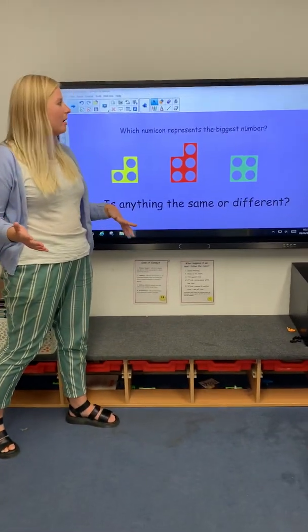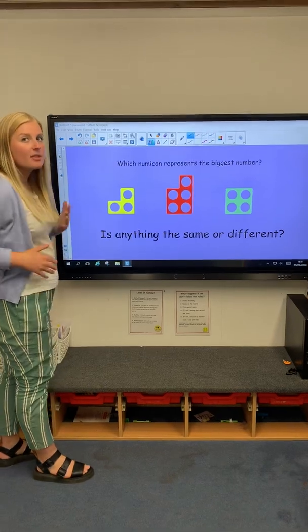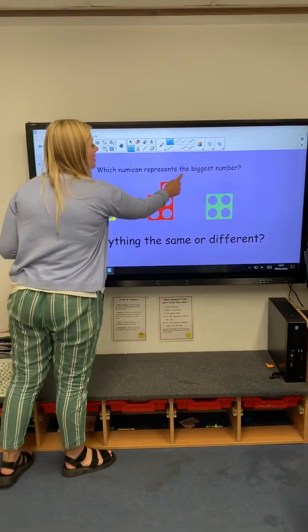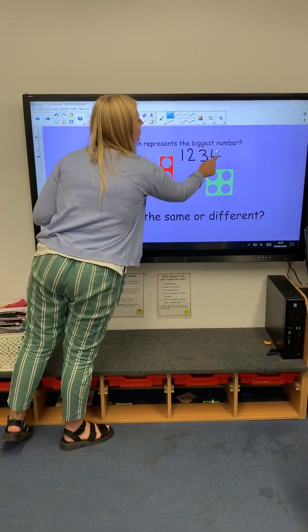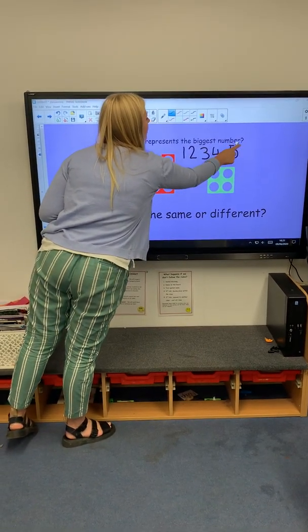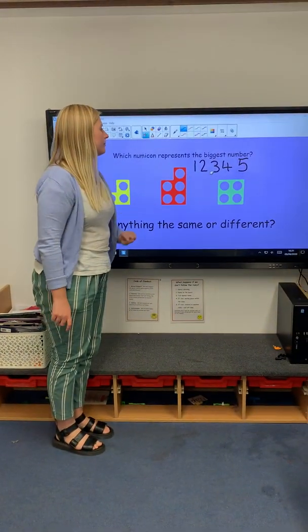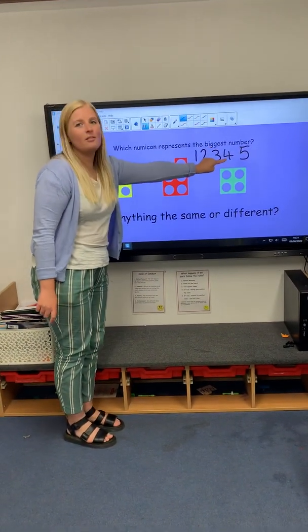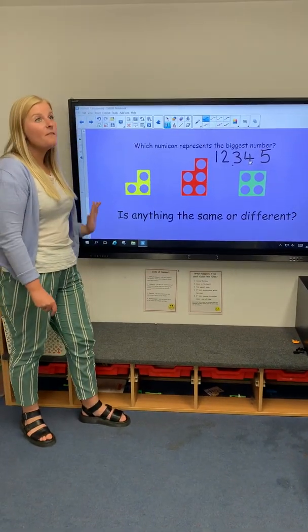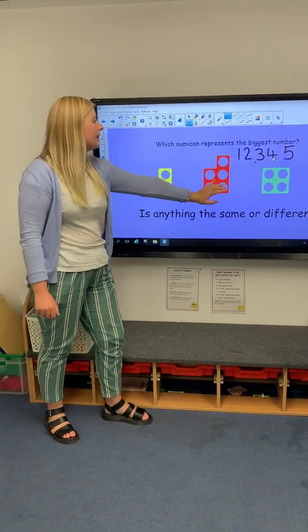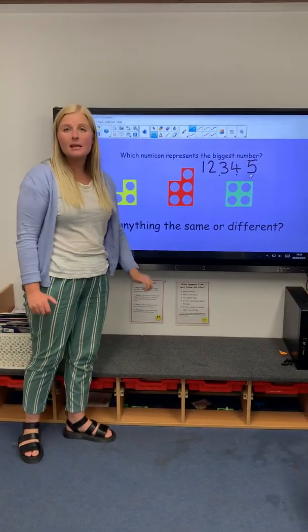Now remember, we could have a look at which number comes furthest along on a number line. So I could start writing my numbers out. I've got 3, and that comes first. I've got 4, that comes next. But the number which is furthest along the number line is 5. So 5 is the biggest number.